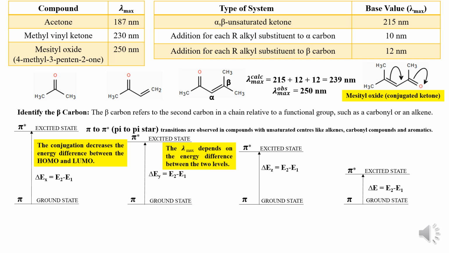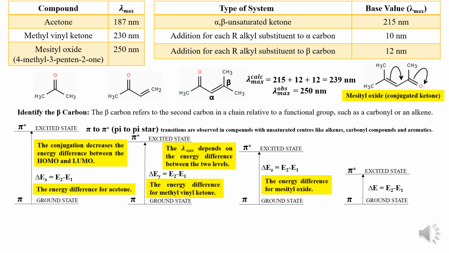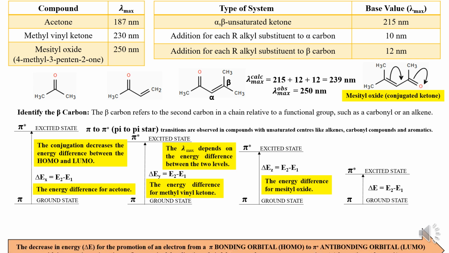So the lambda max value for a compound depends on the energy difference between the two levels, the ground state and the excited state levels. So the energy difference for acetone is delta Ex, energy difference for methyl vinyl ketone is delta Ey, and energy difference for methyl oxide is delta Ez. And with extended conjugation, the energy gap will further get reduced.